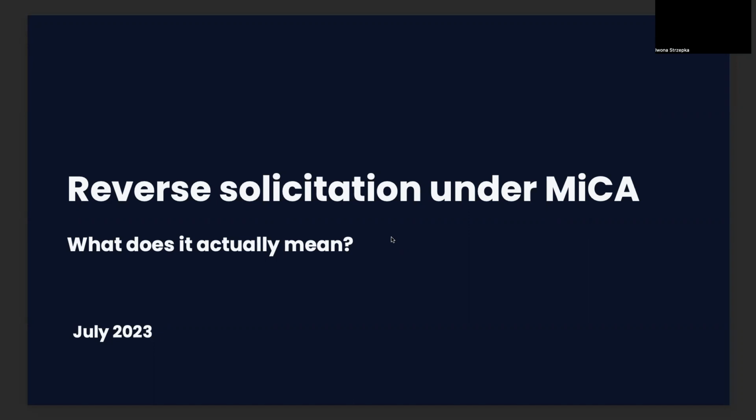MiCA stands for Markets in Crypto Assets, regulation of the European Parliament and the Council. Blockchain regulation is very different to traditional one, and this is what makes it, at least in my opinion, so interesting and unique, and the chance to have a real impact as these regulations are only developing.